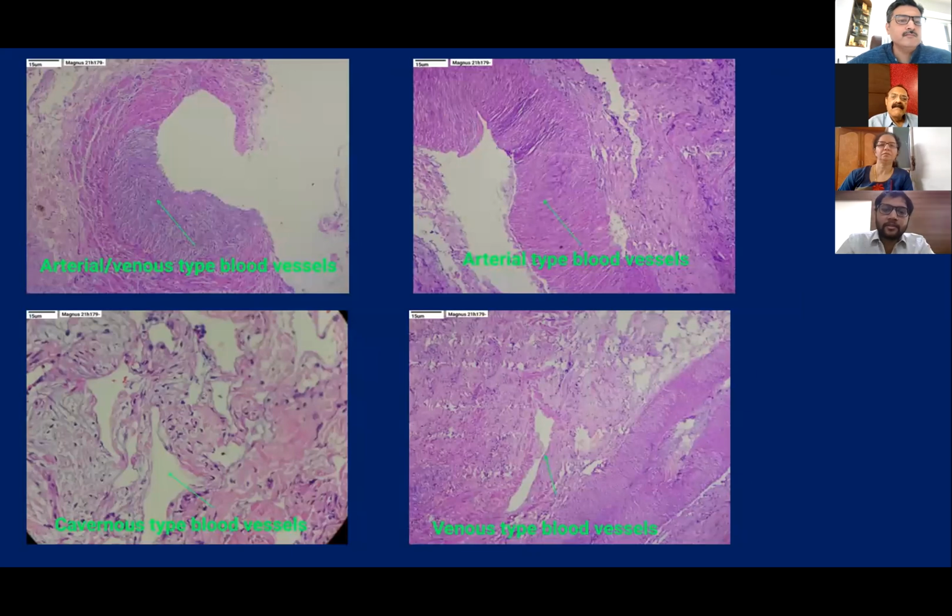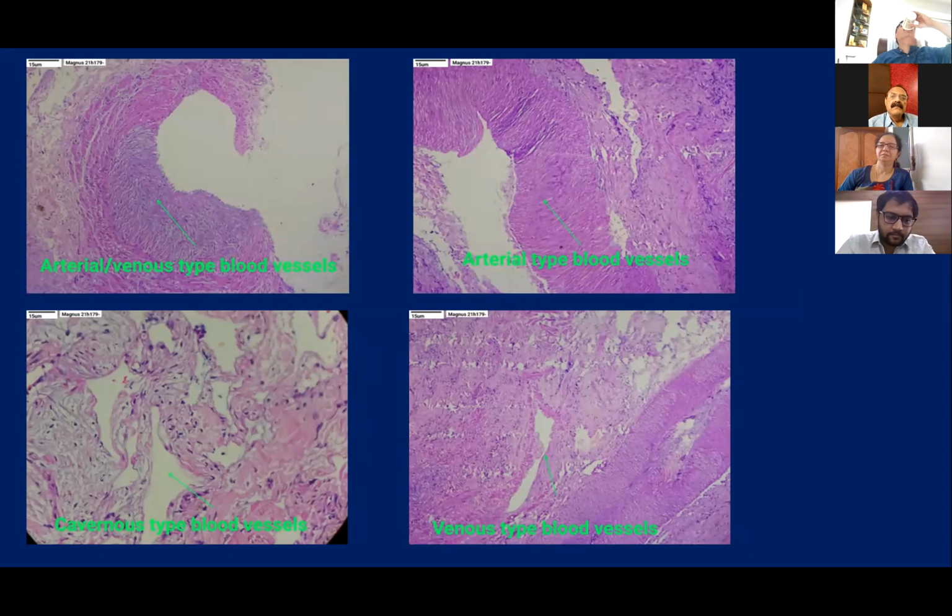So this was the histopathology. These are the histopathological slides of the tissue we could obtain. And Sanjeev, are you with us? Yes. Yes, please suggest what it is and what you think it is.